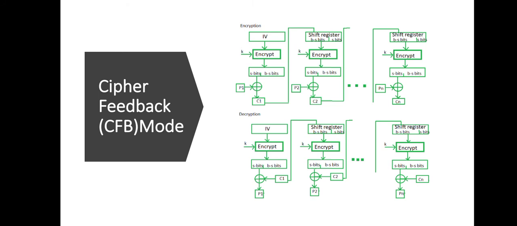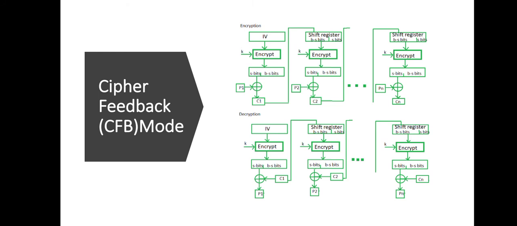And the output ciphertext is given as input to the shift register. Same total B bits, we take S bits and B minus S bits. Then we take B minus S bits and we perform encryption with the key. Then again we get S bits and B minus S bits. Then we are taking S bits again with the plain text of the second block. Then we are performing XOR and we are getting the ciphertext of the second block, and so on. This happens again and again recursively.